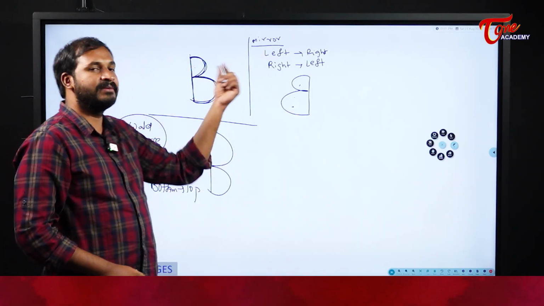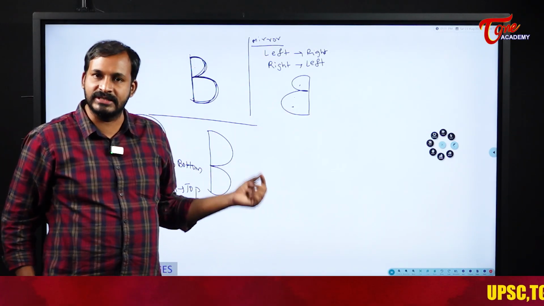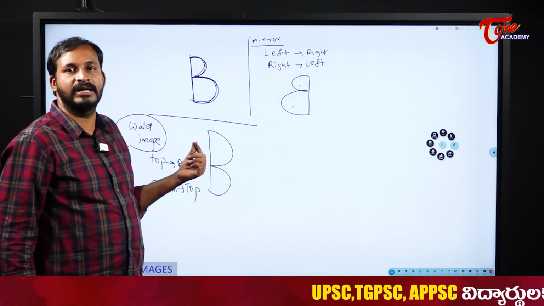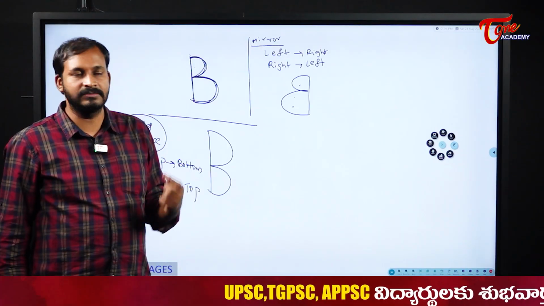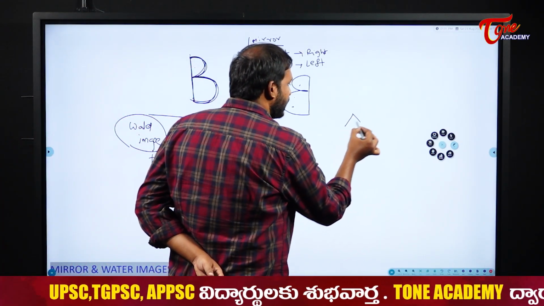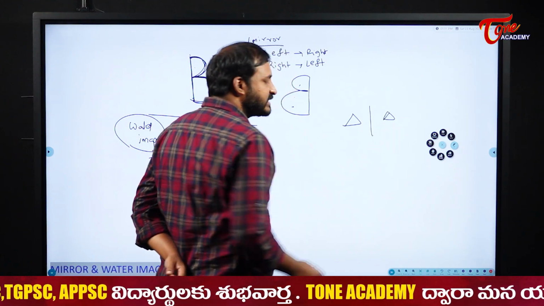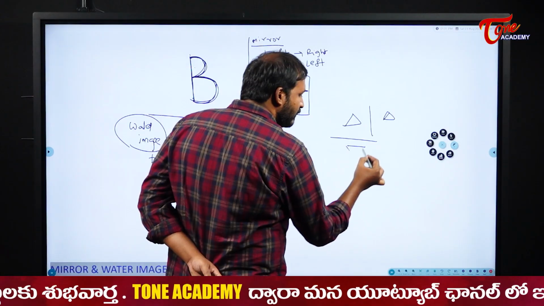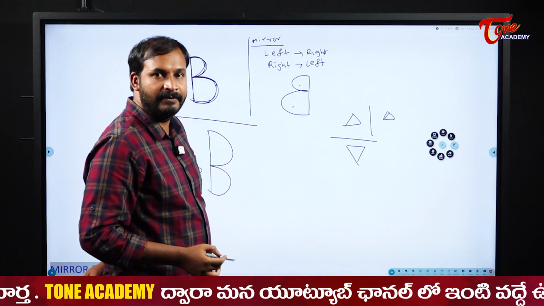In case of mirror image, left becomes right, right becomes left. In case of water image, top becomes bottom, bottom becomes top. Now, some general observations, students. When it comes to a triangle, in the mirror image it remains a triangle only, there will be no difference. But in the water image, it will become an inverted triangle.